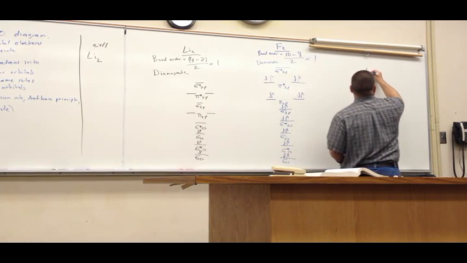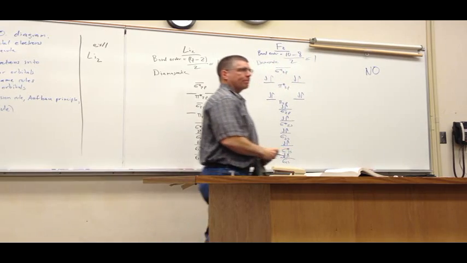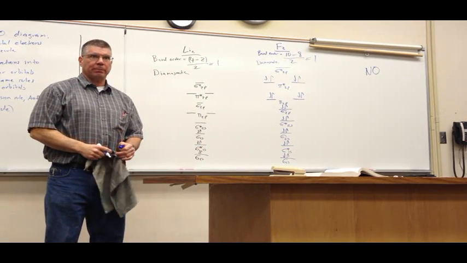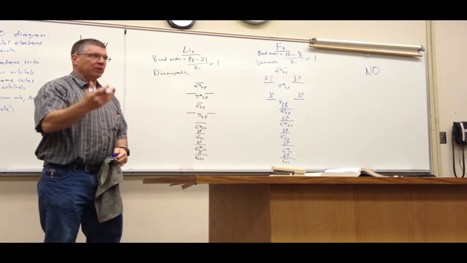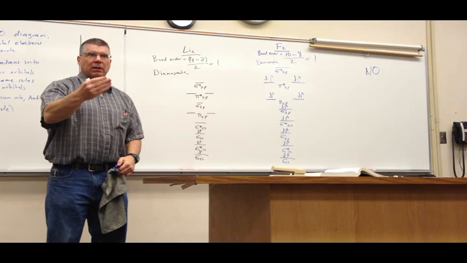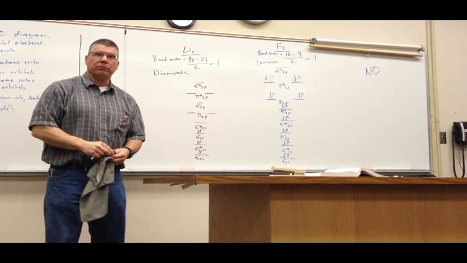What about this molecule right here? Which diagram should we use? The left or the right? Right. And the reason is that at least one of the atoms is either oxygen, fluorine, or neon. Again, your book doesn't tell you that rule. That's the rule that I'm asking you to use.